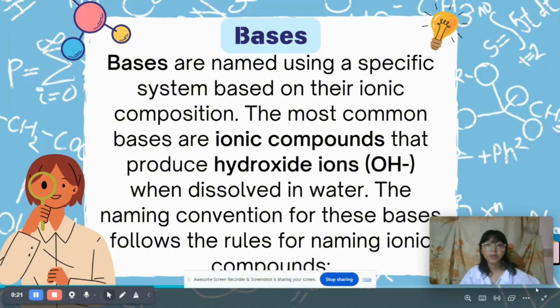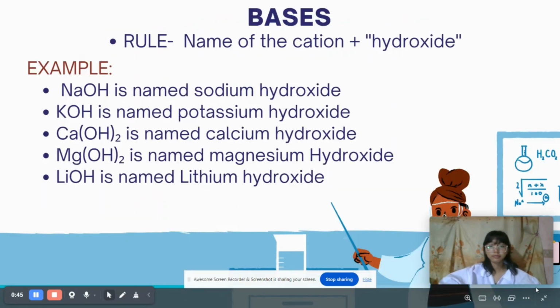Bases are named using a specific system based on their ionic composition. The most common bases are ionic compounds that produce hydroxide ions when dissolved in water. To make it simple, bases start with a cation or a positively charged ion, and end with a hydroxide ion or OH negative. And a base has a rule: the name of the cation plus hydroxide.